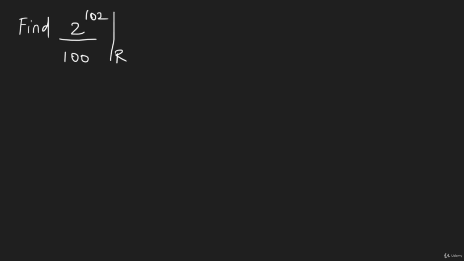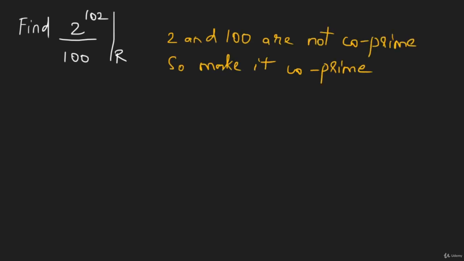Let's do it together. Over here, you can see that the numerator and denominator are not co-prime, right? You have 2 over here and 100 over here. These two are not co-prime. Therefore, to proceed, you need to make them co-prime.